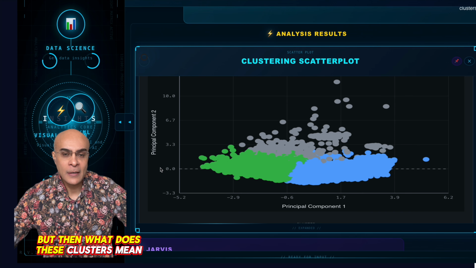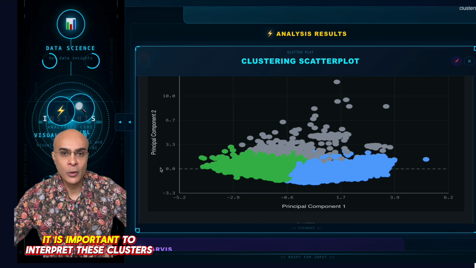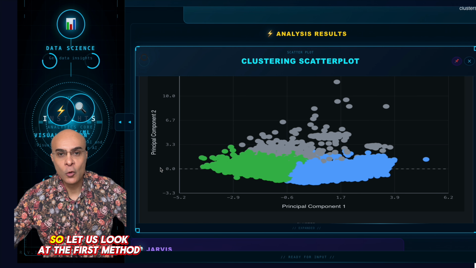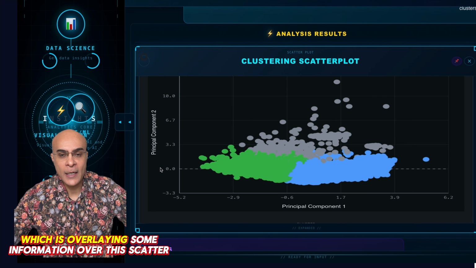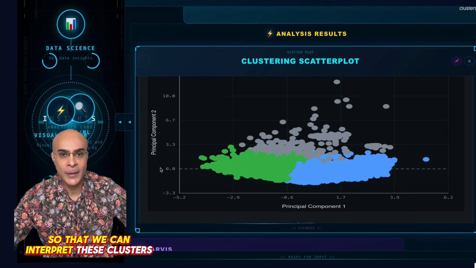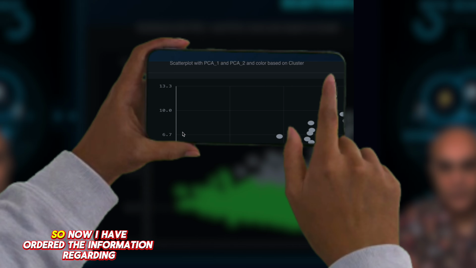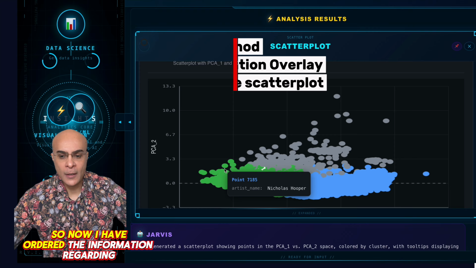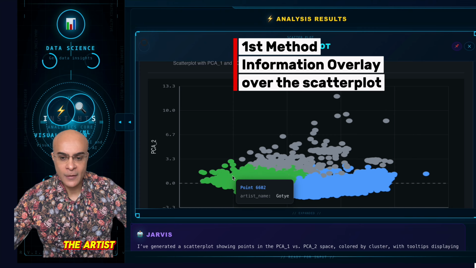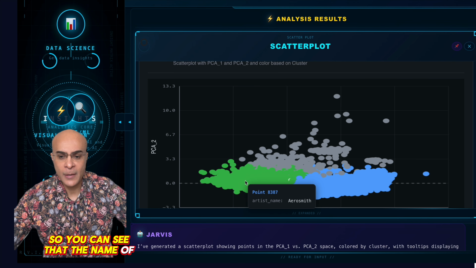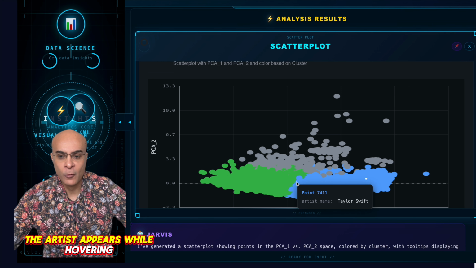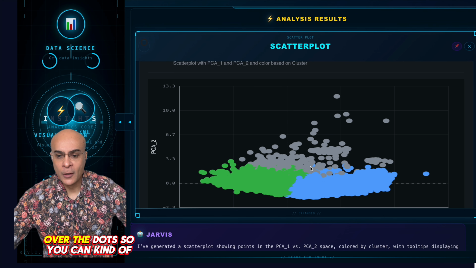But then what do these clusters mean? It is important to interpret these clusters. So let us look at the first method, which is overlaying some information over this scatter plot so that we can interpret these clusters. So now I have overlaid the information regarding the artist. So you can see that the name of the artist appears while hovering over the dots.